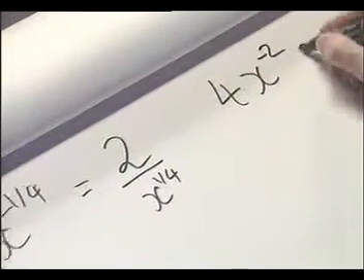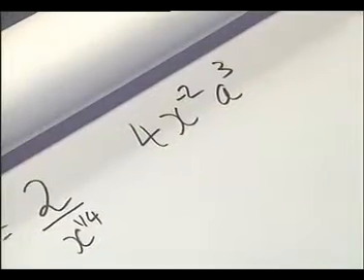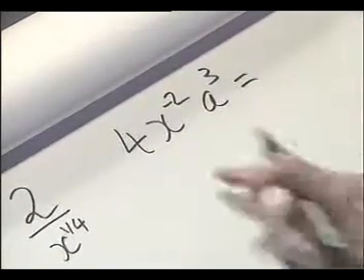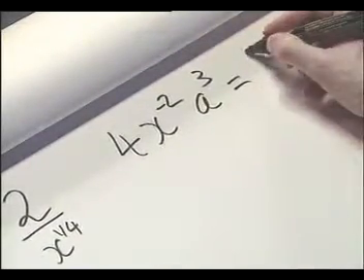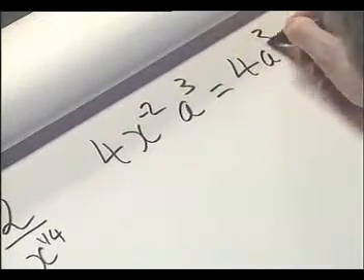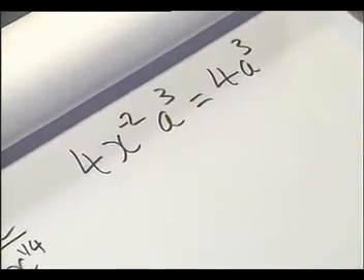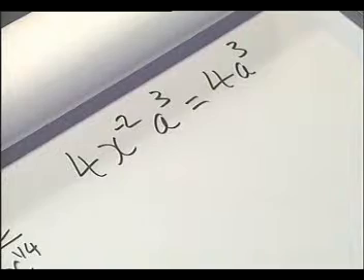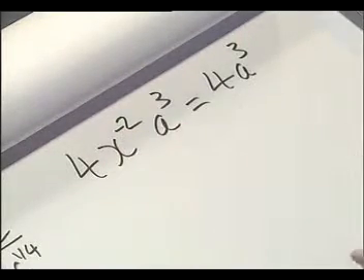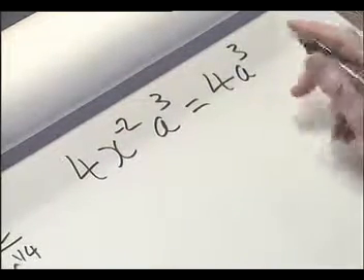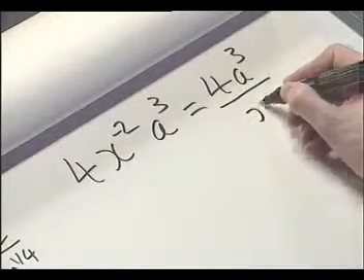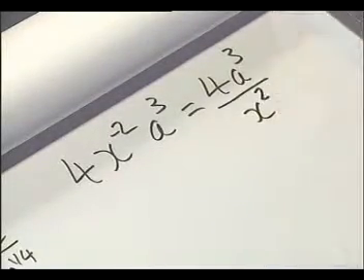4x to the minus 2 a cubed. Well, nothing wrong with the 4 and nothing wrong with the a cubed. They're perfectly normal, so they stay as they are. x to the minus 2. A minus in the index, and so that means 1 over. So it's 4a cubed over x squared.